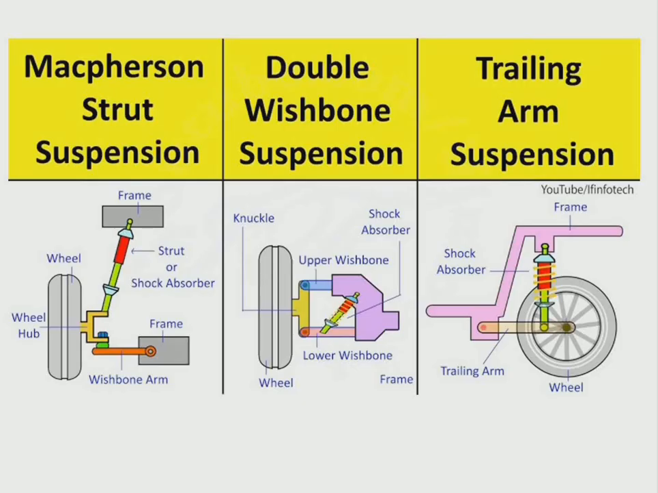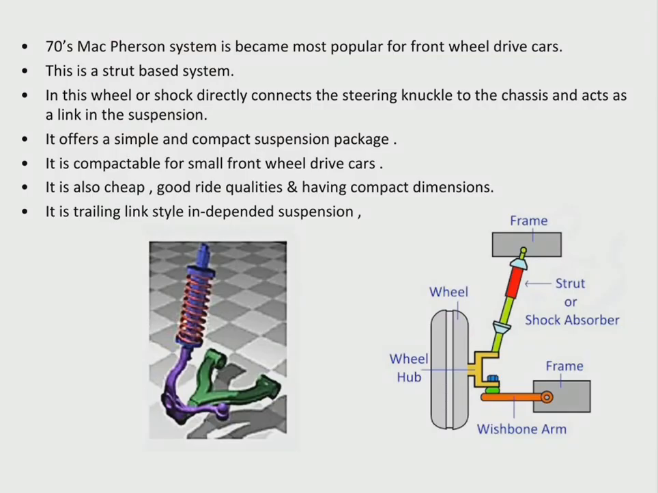Now you can see the other three: the MacPherson, the double wishbone and the trailing arm suspension, each independently. Okay, you can see how the systems are. First, we are using the MacPherson system. This is an early 70s system. It is one of the most popular systems in front wheel drive cars, used from the 70s.